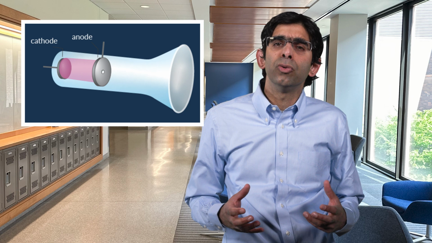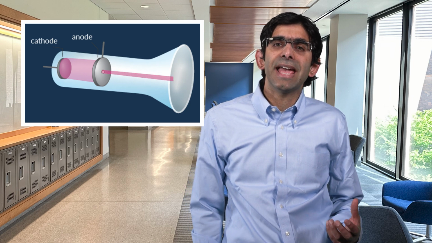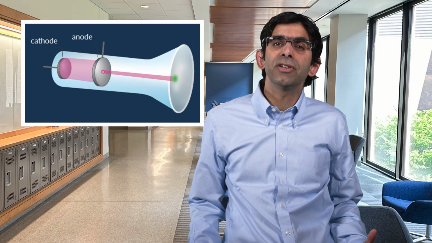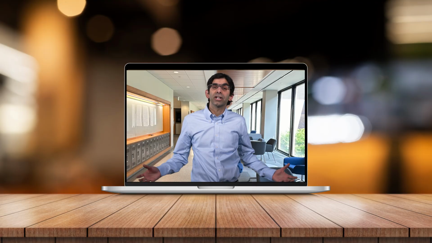When the ray moves through the hole in the anode and hits a screen at the end of the tube, which is covered in a phosphor, light is emitted, allowing you to watch your movie. Thomson was interested in understanding what cathode rays were.